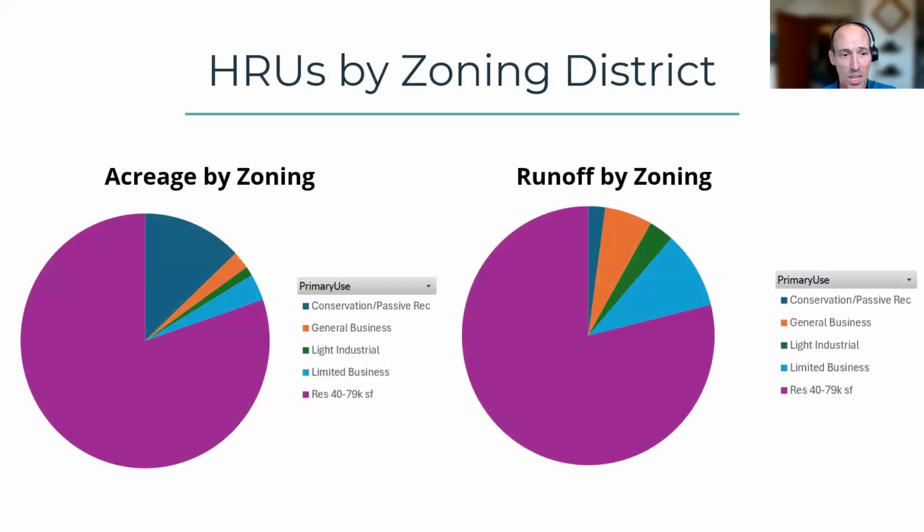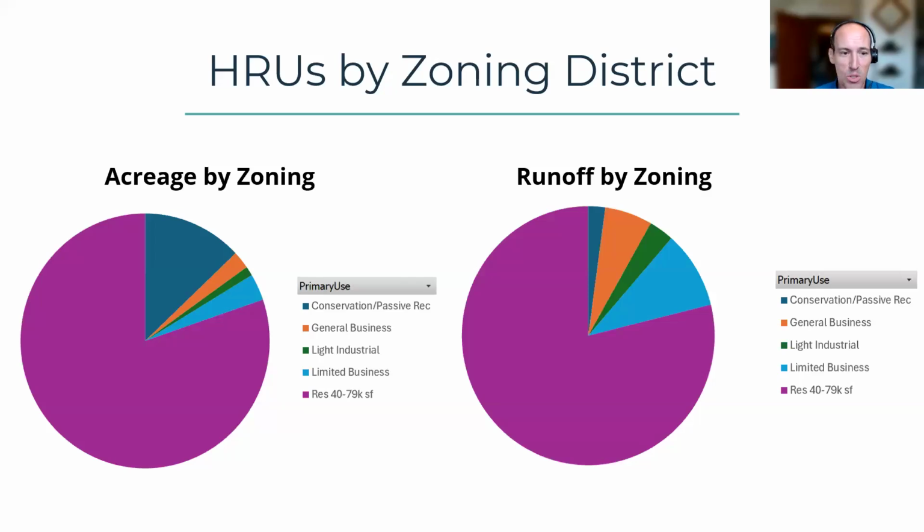We took our Cape Cod HRU layer and started to look at it just by generalized zoning. And this was an interesting result for both of those reasons. This is a town on Cape Cod, and most of it is zoned residential. You see most of the acreage is residential, and most of the runoff is residential. And maybe that's to be expected, because that's the majority of your land use.